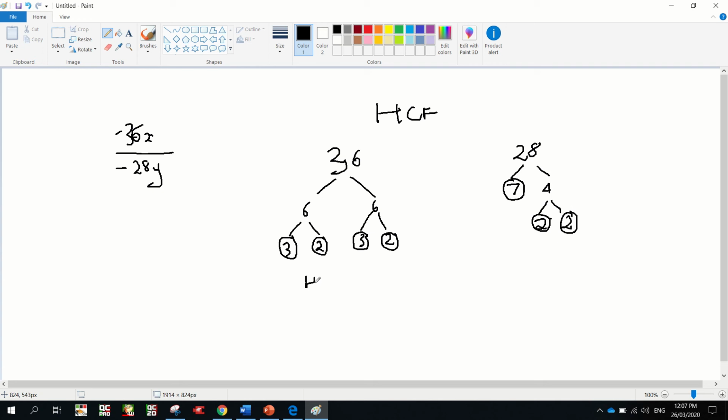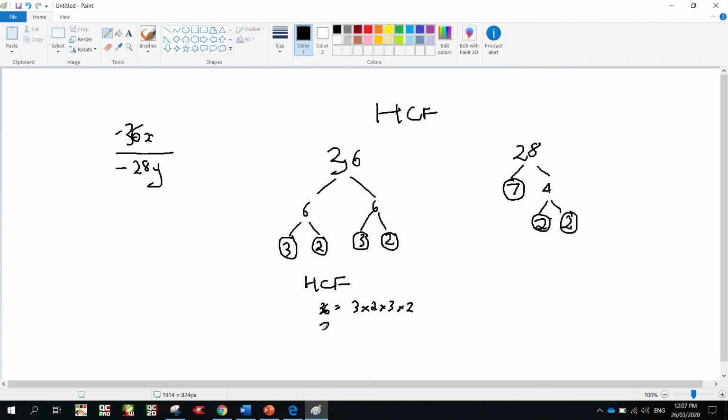Now, highest common factor, well, for 36, we ended up with 3, the circled numbers, 3 times 2 times by 3 times by 2. Would that give 36? 3 times 2 is 6. 6 times 3 is 18. 18 times by 2 is 36. So that works out. It's all the prime numbers.